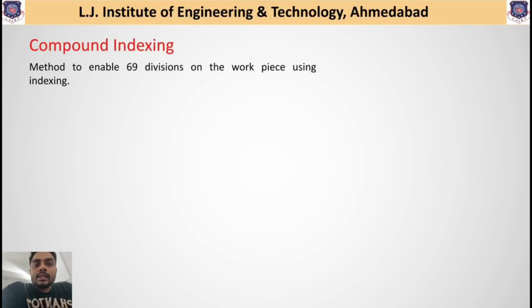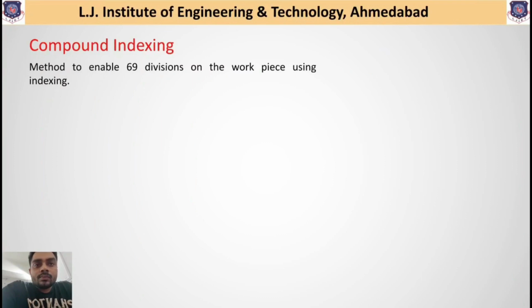Over here the divisions given are 69, more than 40 divisions. That means the compound indexing method or differential indexing method needs to be used. How the differential indexing method can be used, we will also discuss in our further lectures. Now let us start with the steps to be followed if the question is asked to obtain 69 divisions on the workpiece.